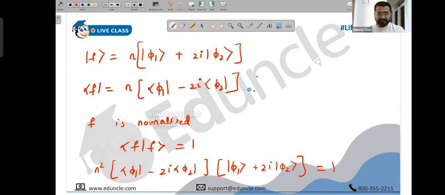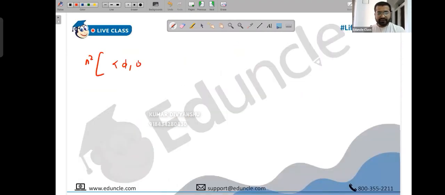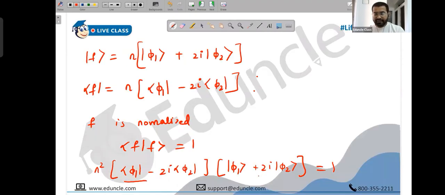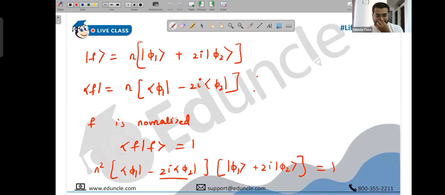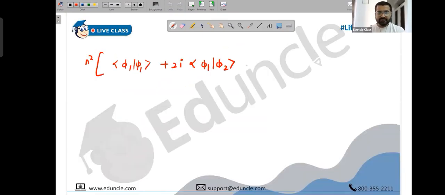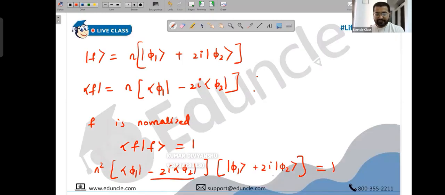So what do we have further? This becomes n square into, now multiply phi 1 with phi 1. So we have phi 1, phi 1. Then multiply phi 1 with 2i phi 2. So I have got plus 2i phi 1, phi 2. Then multiply phi 2 with phi 1, so I have got minus 2i phi 2, phi 1. And then multiply this term with this term. Now be very careful.